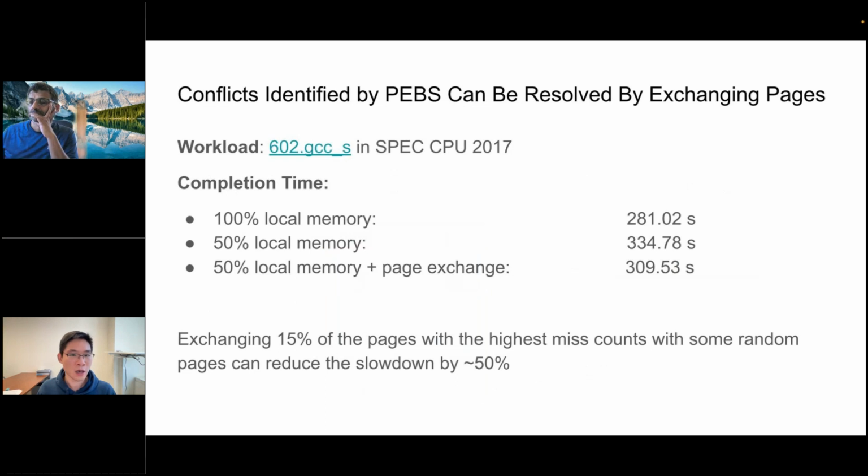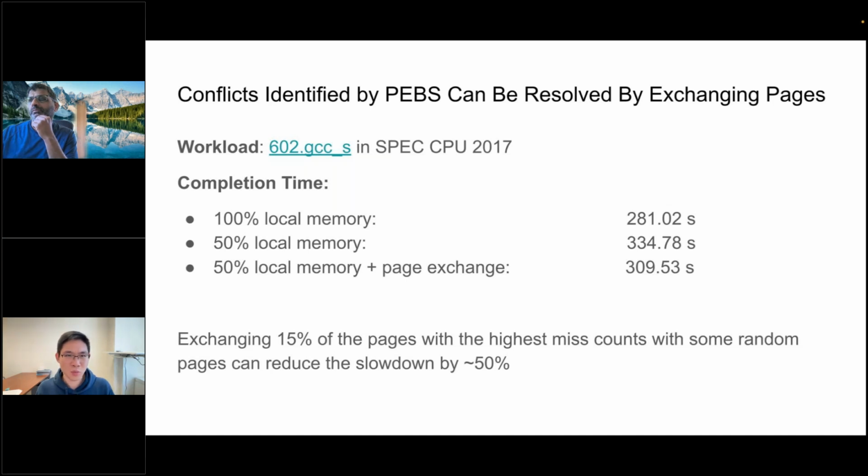So if we use PAPs to count the number of 2LM misses on each page and use page exchange to make sure that popular pages won't conflict in DRAM, we see that we can reduce the slowdown by roughly 50%. Basically, in the experiment, we exchange 15% of the pages with the highest miss count with some random pages. So we can see that the completion time is significantly lower.